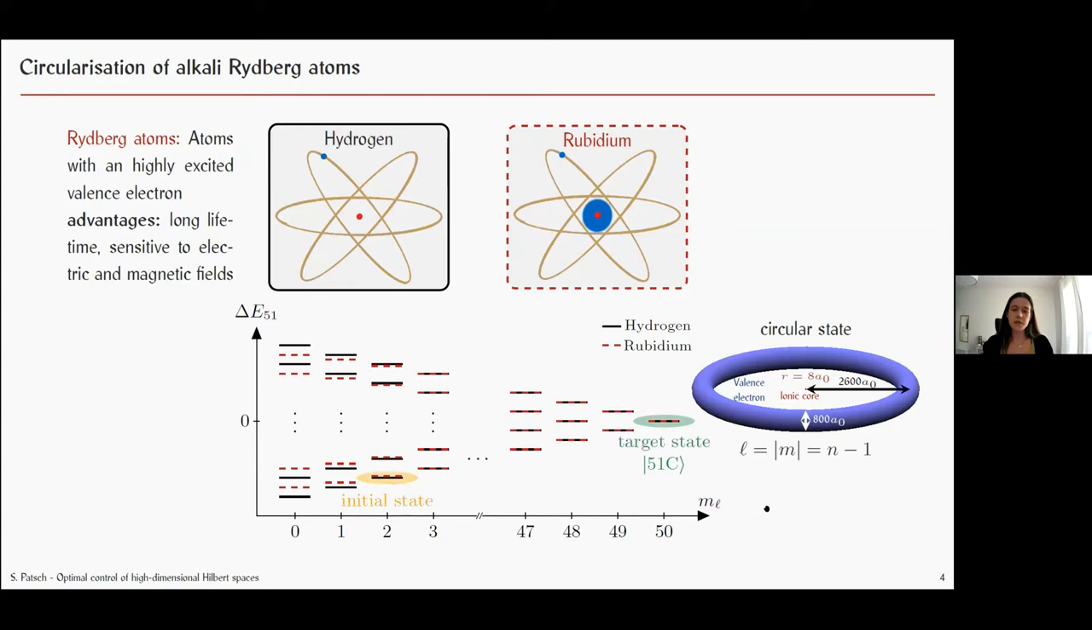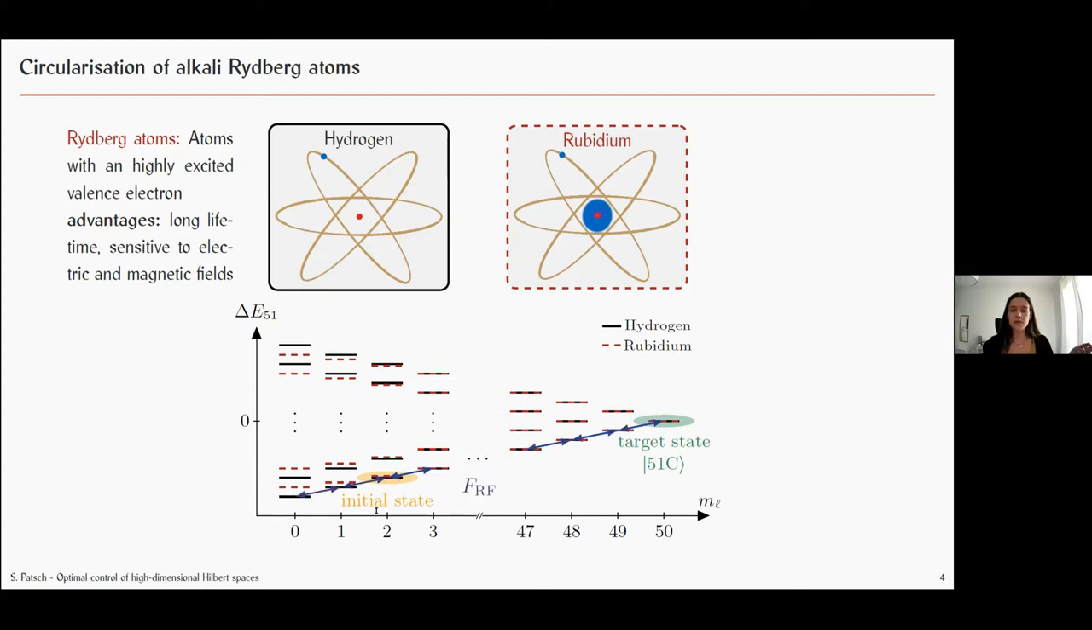And then usually we don't start in the circular state, but in this initial state here, which is the lowest state of the m equal 2 ladder. And this state can be prepared using optical excitations. And then the question is, how do we bring our population from the initial towards the target state? And there are already protocols for that.